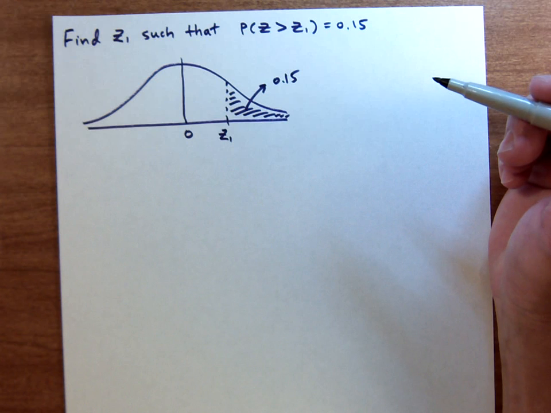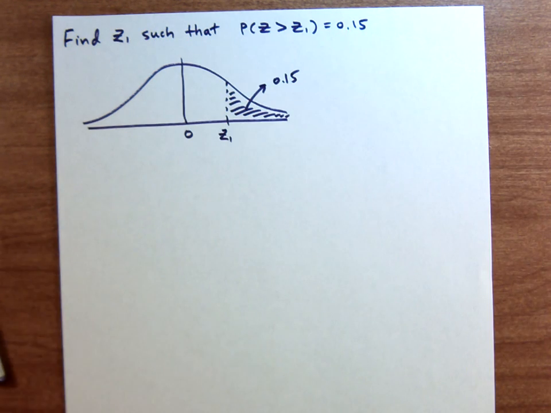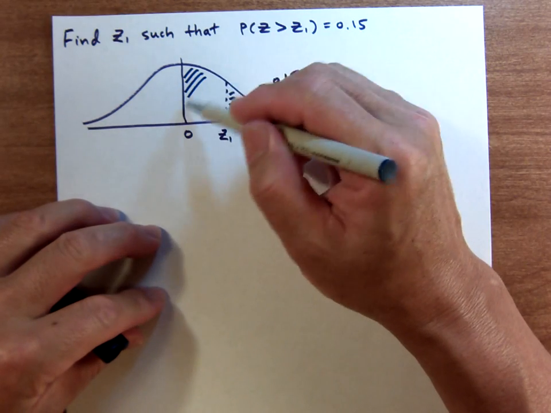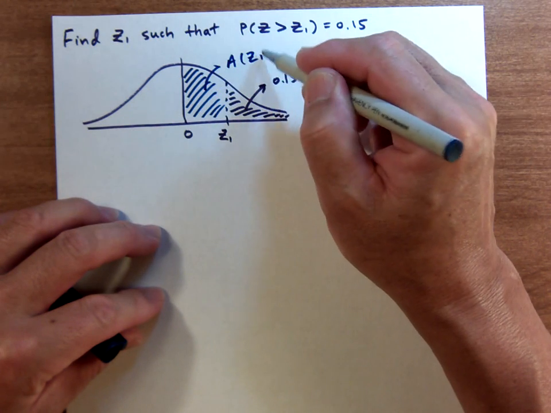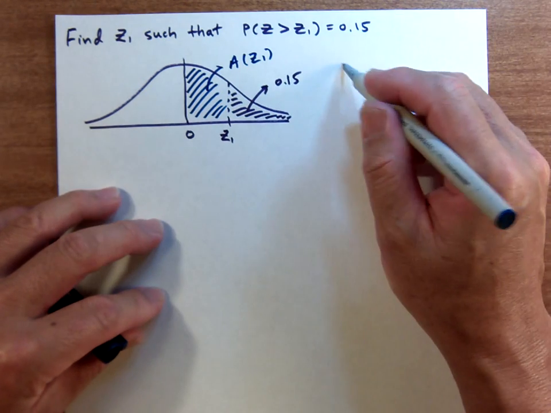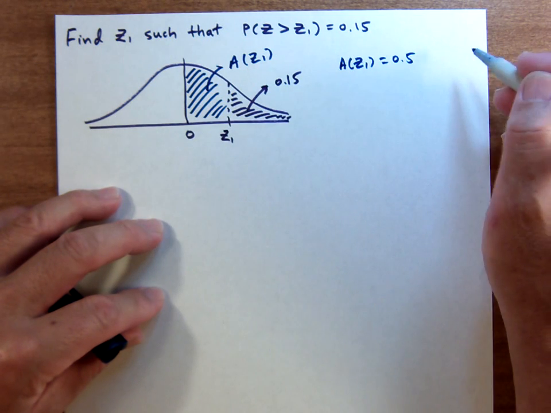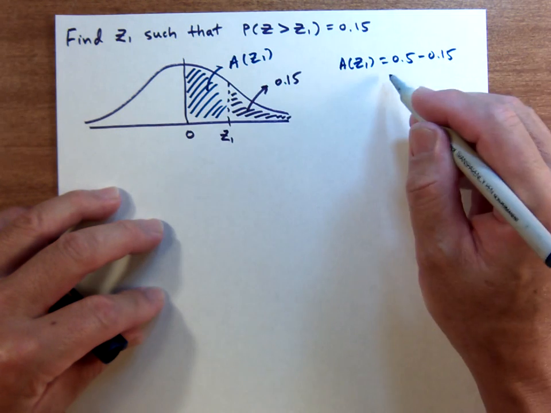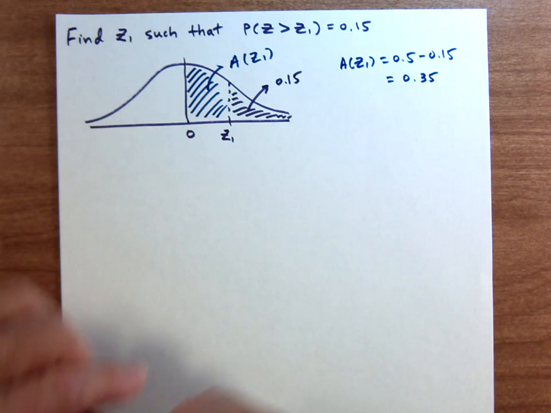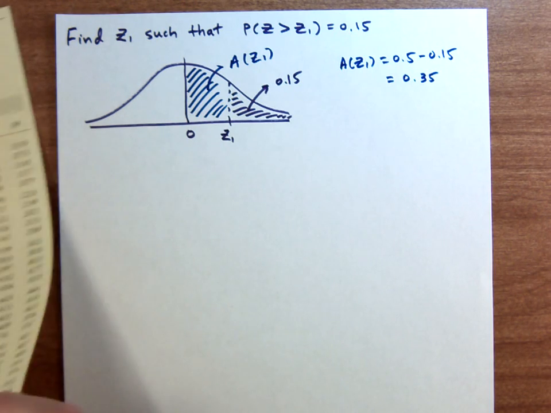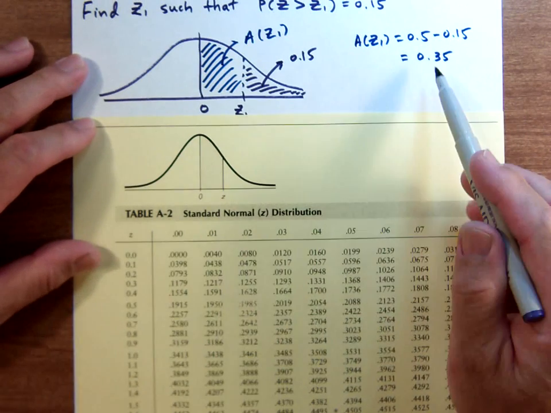The way we normally proceed with this kind of problem is we know our table gives us this, which I label A of z1, and hope you can see that A of z1 is 50%, 0.5, subtract 0.15, which gives us 0.35. Okay, so you think that should be pretty easy. Go to our good old z table and look for 0.35.